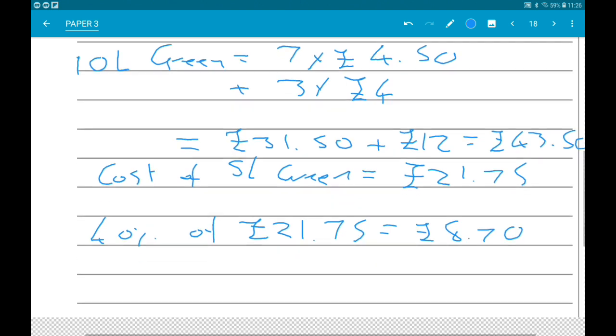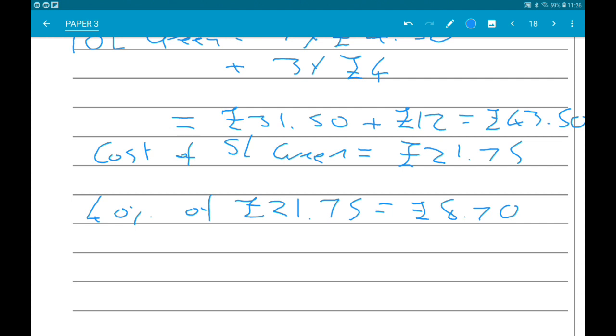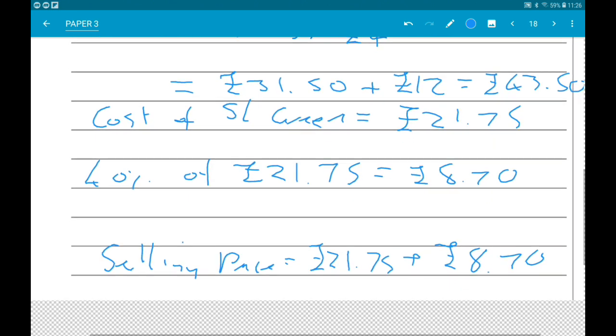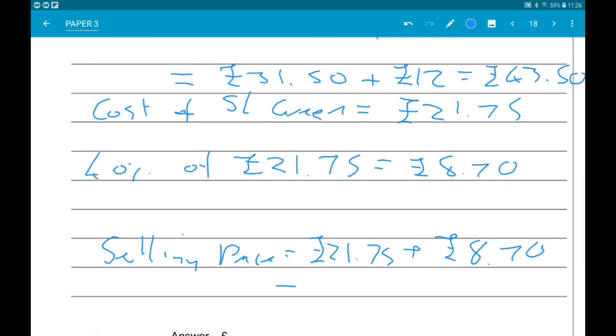So, the total selling price is £21.75 add £8.70. Now that gives us £30.45.